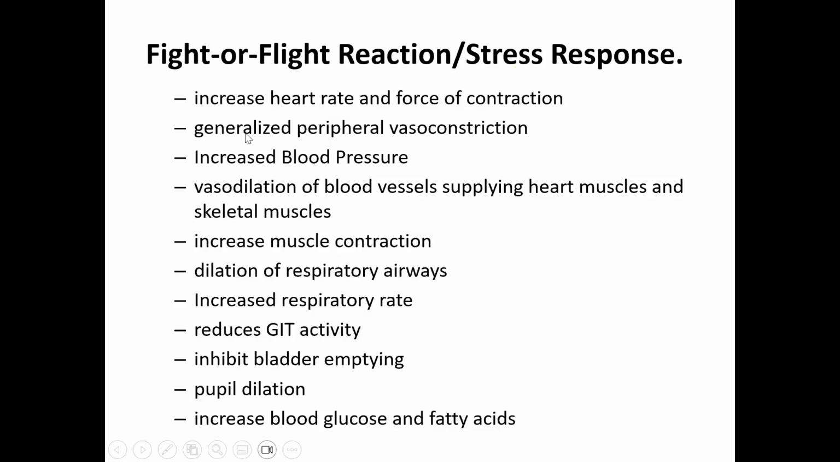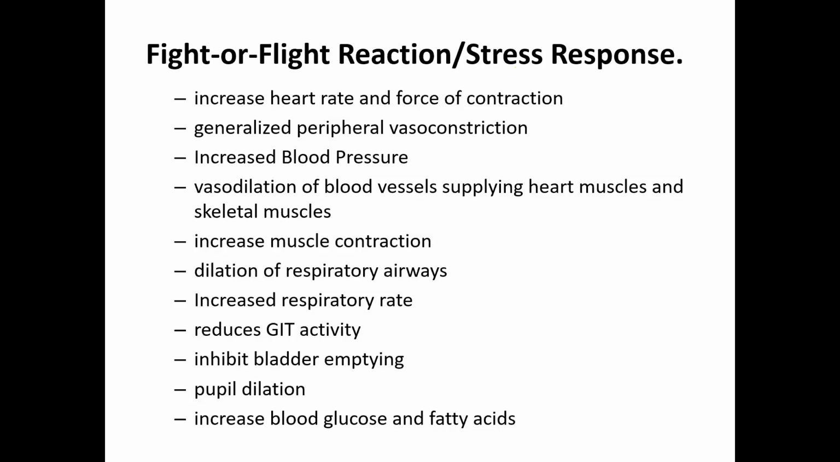Then there will be generalized peripheral vasoconstriction. Vasoconstriction means narrowing of the blood vessels. So generalized, all the blood vessels will undergo vasoconstriction and become narrow, except a few blood vessels which are exempted and will undergo vasodilation. Which blood vessels undergo vasodilation? The blood vessels which are supplying your heart muscles, bringing oxygen and nutrients for your heart muscles, and these blood vessels are known as coronary arteries.